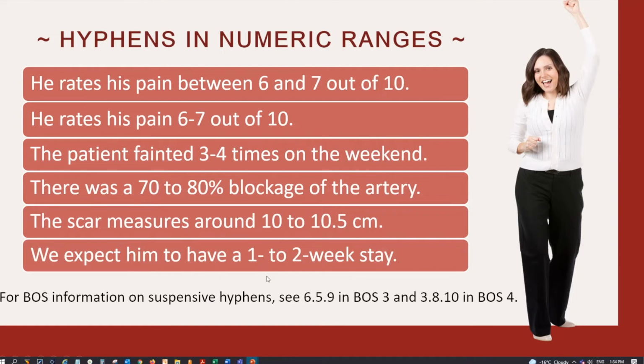And then just a tricky one. This is called a suspensive hyphen. We expect them to have a 1 to 2 week stay. A 2 week stay is a compound modifier. 2 week is describing the stay, but we've added a range to that compound modifier. So we use a suspensive hyphen for the first number in the range. In book of style 3, it's 6.5.9. In book of style 4, 3.8.10. It's a range, and we're using the word to in there. I wanted to show that example because that does come up on occasion as well.